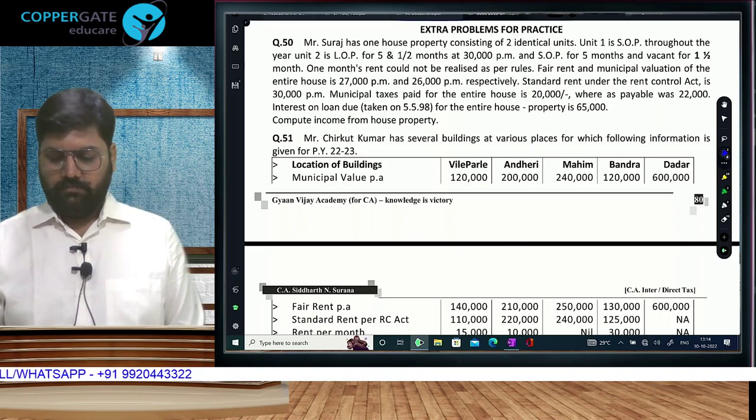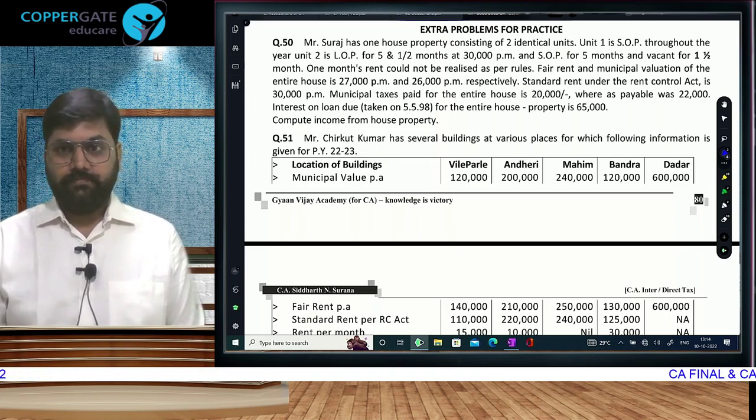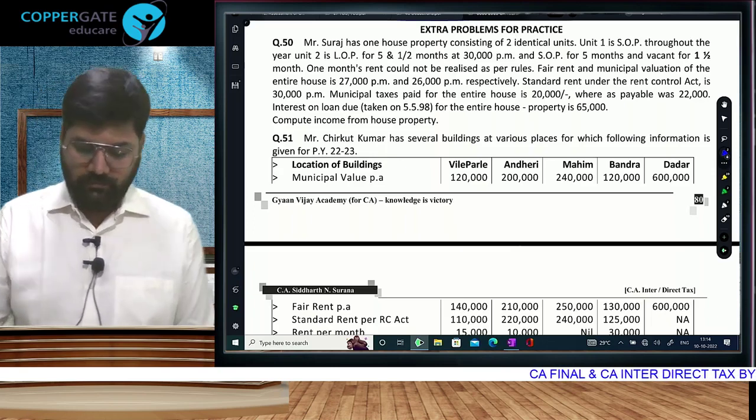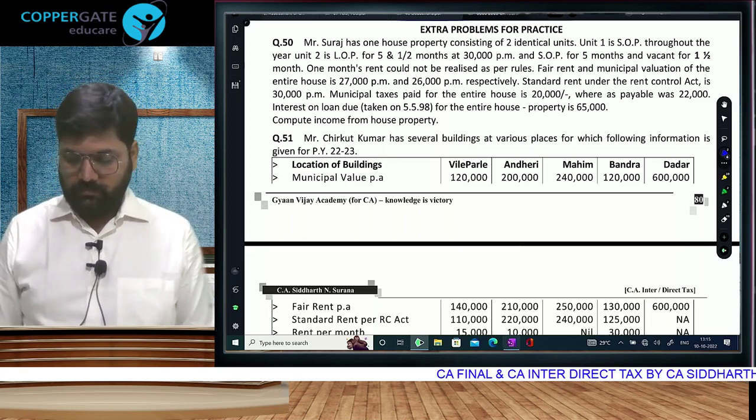The standard rent under the Rent Control Act is 30,000 per month. Municipal taxes paid for the entire house is 20,000, whereas payable was 22,000. Interest on loan taken on the property for the entire property is 65,000. Compute the income from house property.